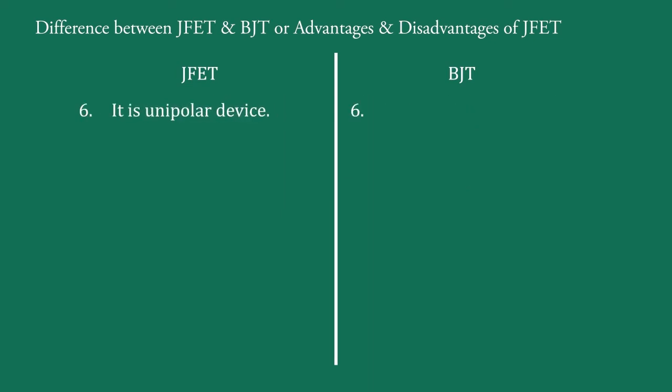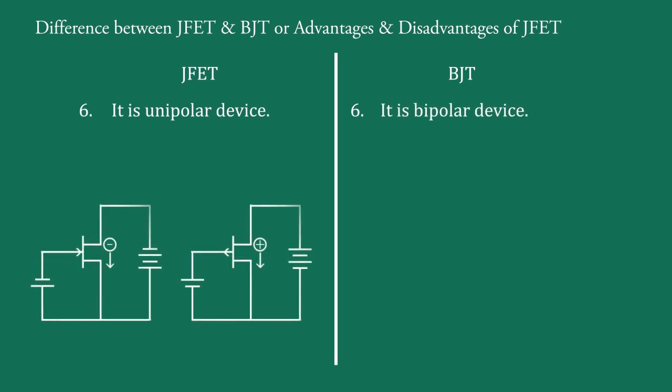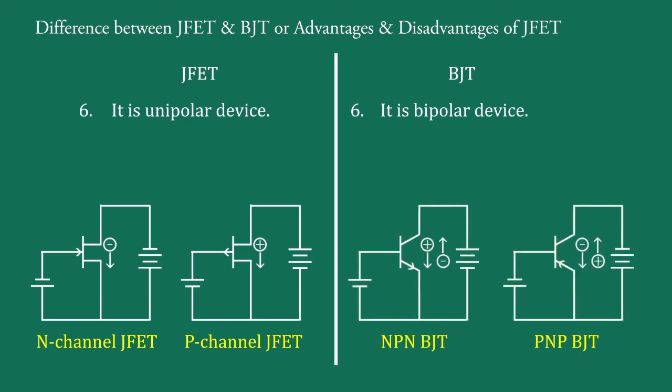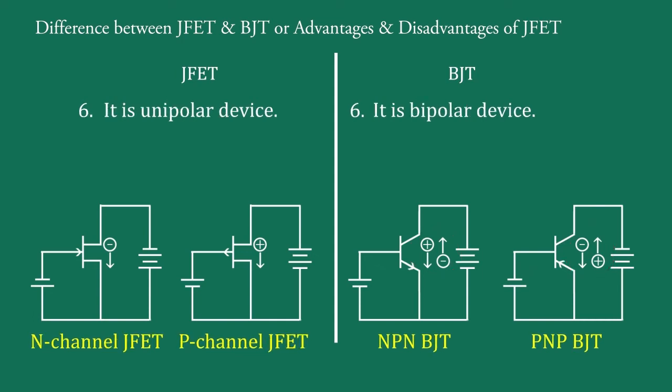6. JFET is a unipolar device, while BJT is a bipolar device. The current conduction through the JFET is only through majority carriers, either holes in p-channel JFET or electrons in n-channel JFET, while conduction through BJT is through both types of current carriers, that is holes and electrons, either it is PNP or NPN.